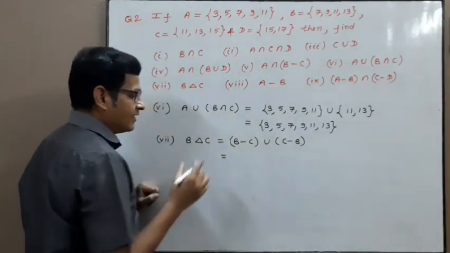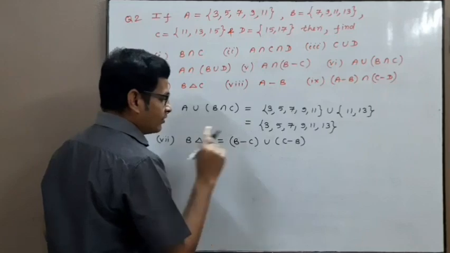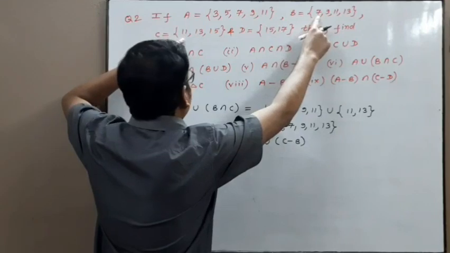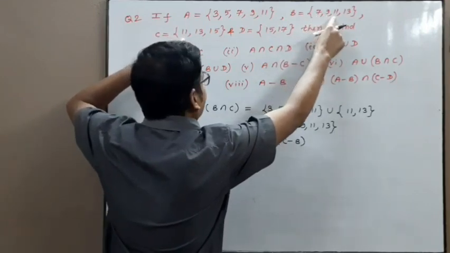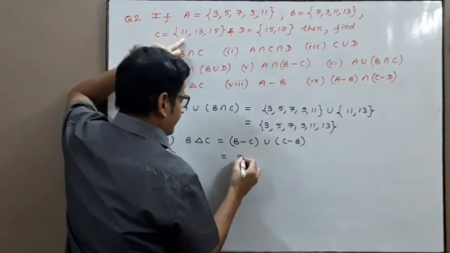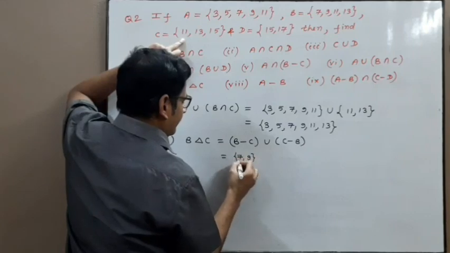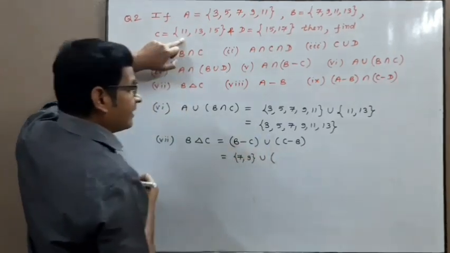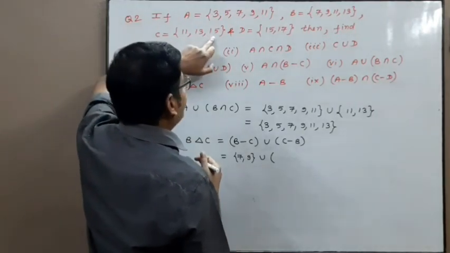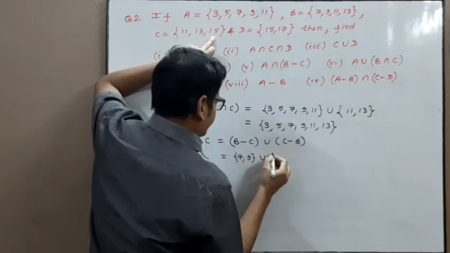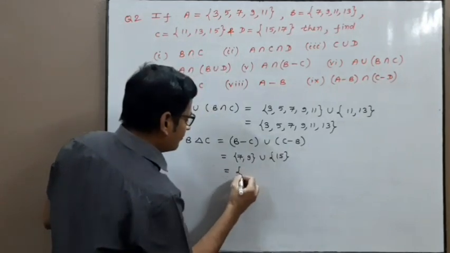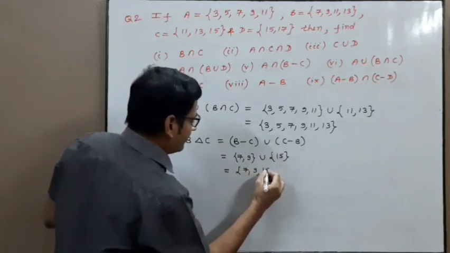B minus C is the set of all those elements which belong to B, not to C. 7, 9, 11 and 30 belong to B, and 11 and 30 belong to C. So B minus C is only 7, 9. Union C minus B. C minus B is only 15. And now the union of these two: 7, 9, 15.